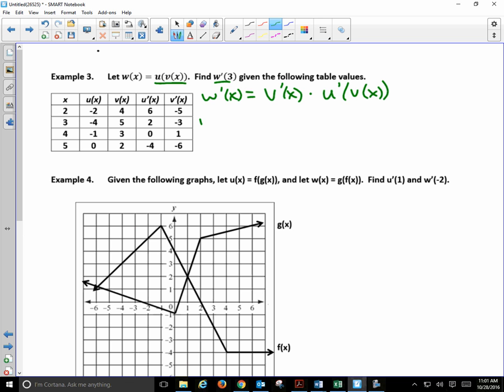I plug in 3. W prime of 3 is equal to, what is V prime of 3? Negative 3 times U prime of, now I have to find V of 3. 5. So now I have negative 3 times U prime of 5. What is U prime of 5?